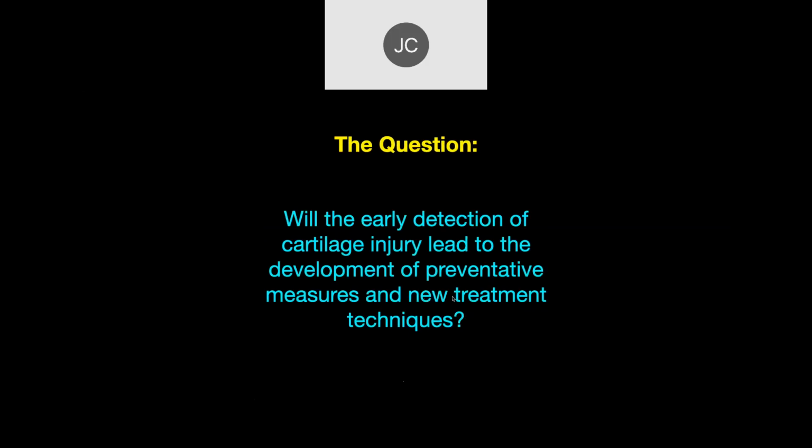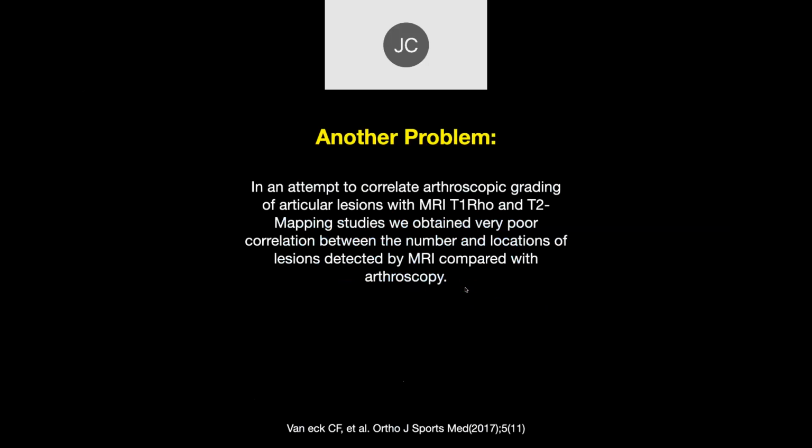And we don't really have any good measures of how to prevent progression of disease, even if we know there's an abnormality in the biochemistry. But we had another problem that's actually turned out to be quite interesting. In an attempt to correlate arthroscopic grading of articular lesions with MRI, T1 rho, and T2 mapping, we found that there's actually a very poor correlation between the number and locations of lesions detected by MRI compared to arthroscopy, which makes a lot of the data I just showed you questionable.